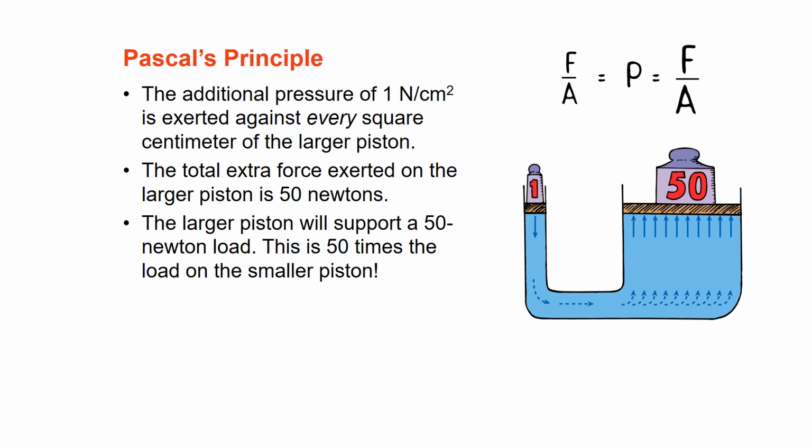Accordingly, the total extra force exerted on the larger piston is 50 Newtons, 50 times more. The larger piston will support a 50 Newton load. This is 50 times the load on the smaller piston. Simply, the pressure in both cases is the same. So small force divided by small area will be equal to the larger force divided by larger area.